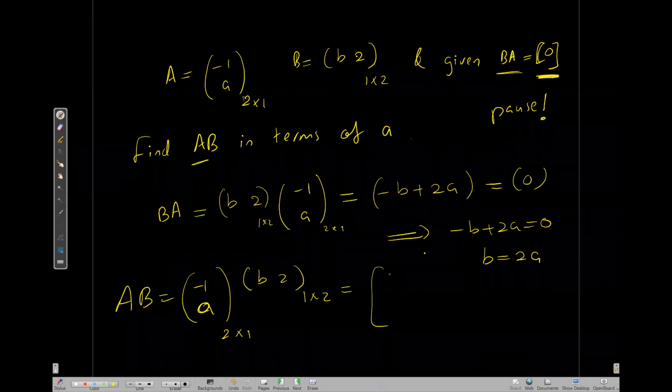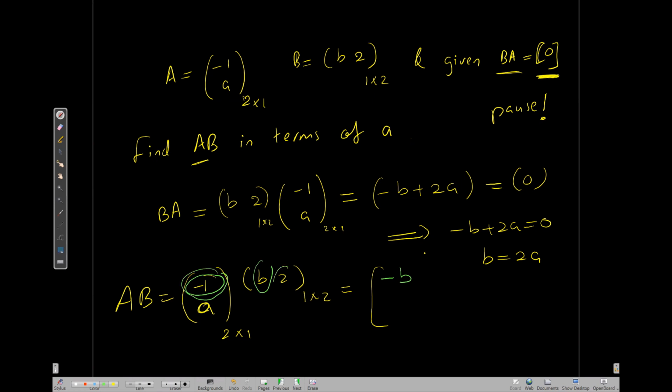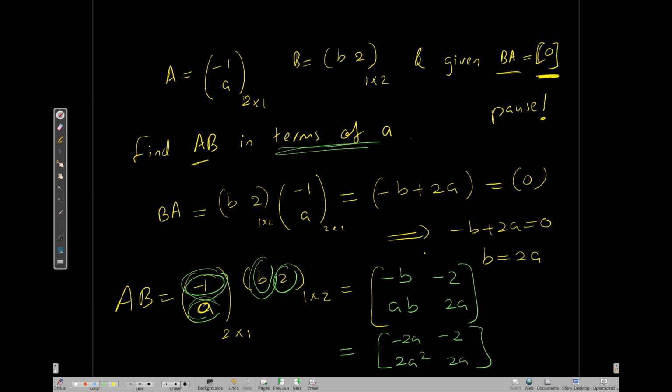this first entry will be first row. So you have to be careful in this example. First row by first column, just this one, negative B. First row by second column, this by this, so negative 2. Second row, this by this, so AB. And second row, second column, 2A. Now the question says in terms of A, so you just need to replace B by 2A. So negative 2A, negative 2, A times B, so A times 2A, 2A squared, 2A. This is the result. This is the expected result.